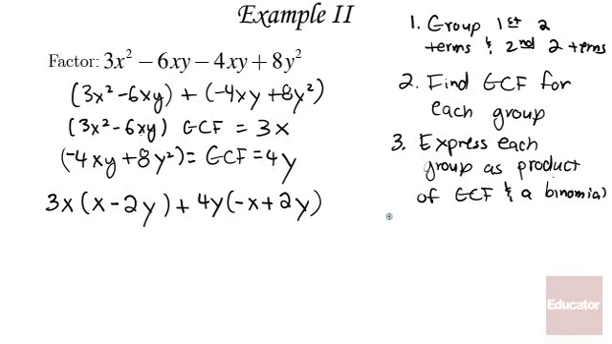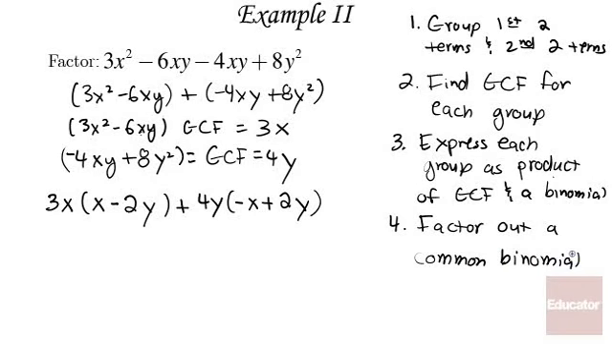Okay, the next thing I want to do is factor out a common binomial. Remember that we're using the distributive property twice. I used it once to pull out the GCF, and I'm using it again to factor out a common binomial. I look here. The problem is I initially look at it and say, maybe I don't have a common binomial. X minus 2y and minus x plus 2y.